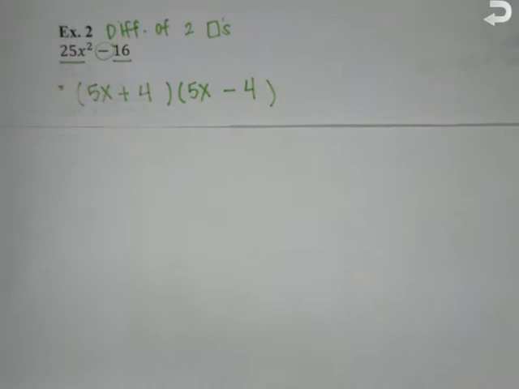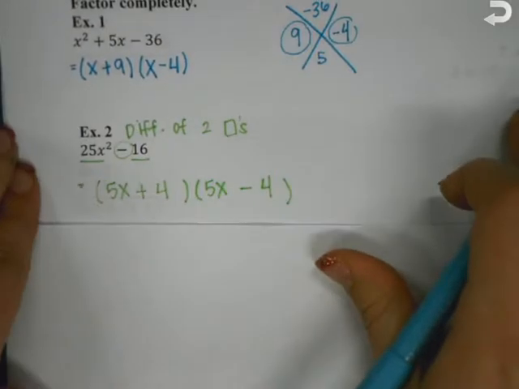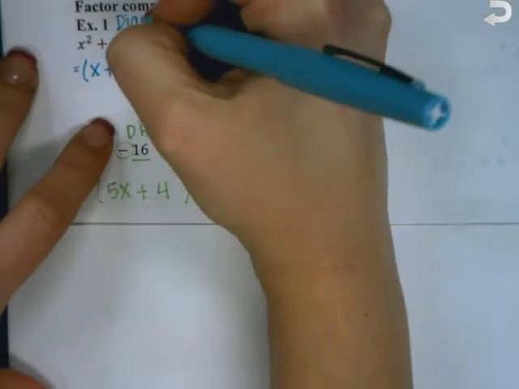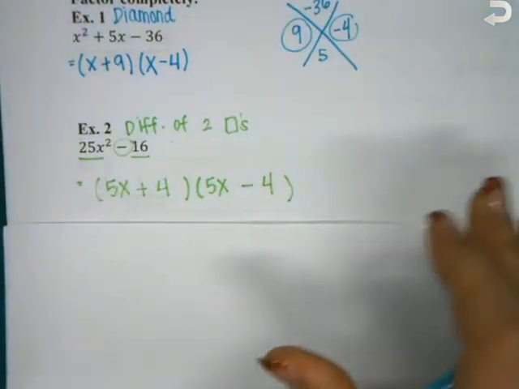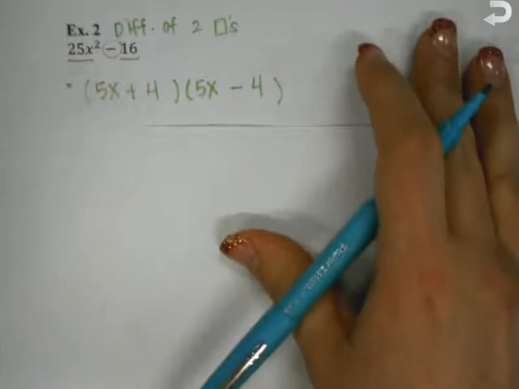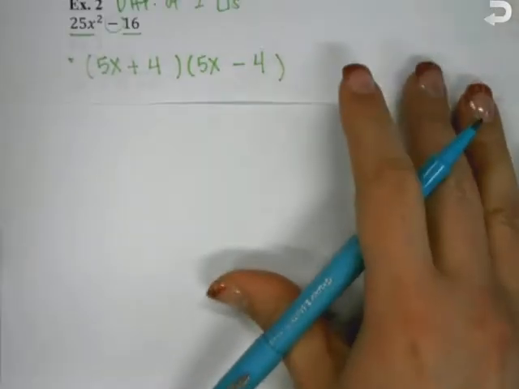Okay, so we use difference of 2 squares there. In example 1, we used diamond method, so make sure you write that down. Okay, so example 1 we used diamond, example 2 we used difference of 2 squares. Example 3.